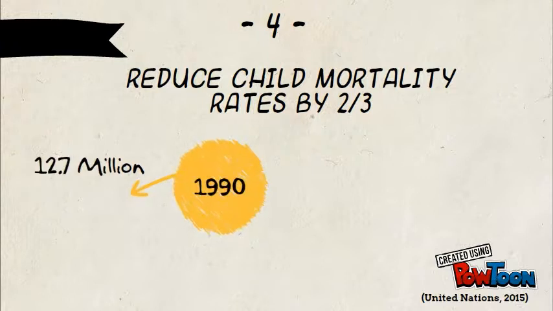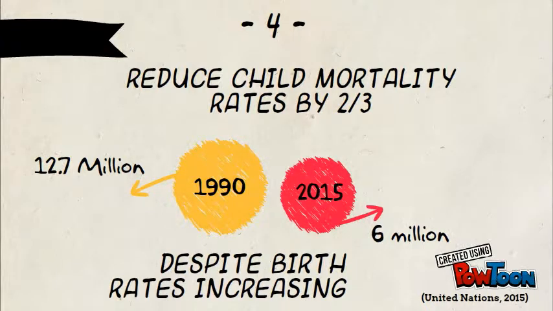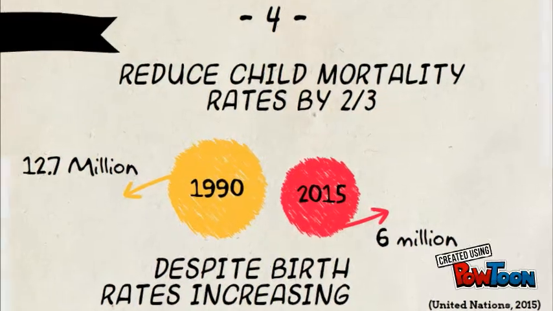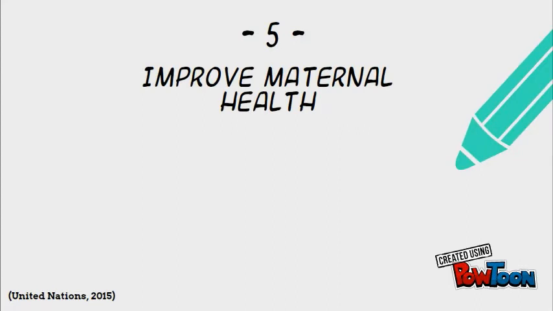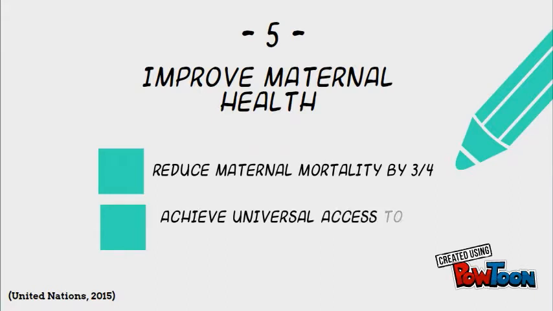The fourth objective was to reduce child mortality rates by 2/3. In 1990, there were 12.7 million deaths recorded, and by 2015, this had reduced by over half to 6 million, despite birth rates increasing. The fifth objective was to reduce maternal mortality rates by 3/4 and ensure universal access to reproductive health. In 2000, there were 330 deaths per 100,000 live births, and in 2015 this number had been reduced to 210.